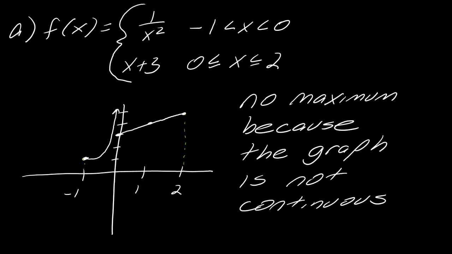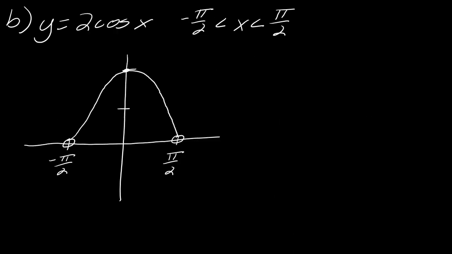There's no maximum because the graph is not continuous. So if you don't meet the criteria stated in the extreme value theorem, then all bets are off, anything can happen. So what about the other example?